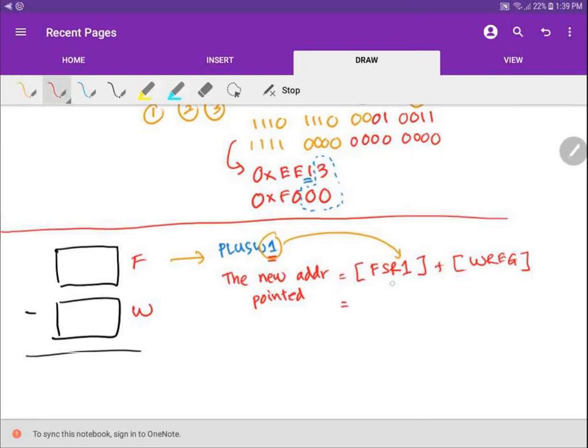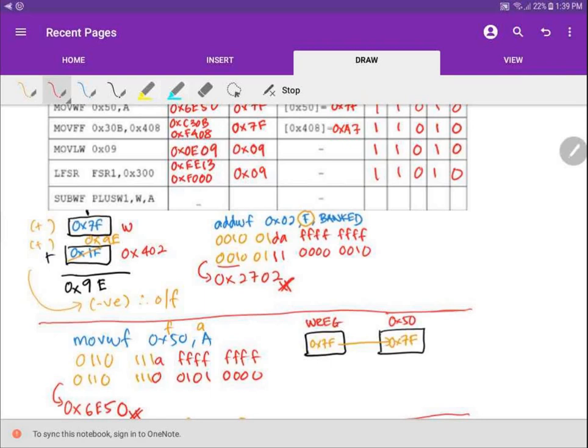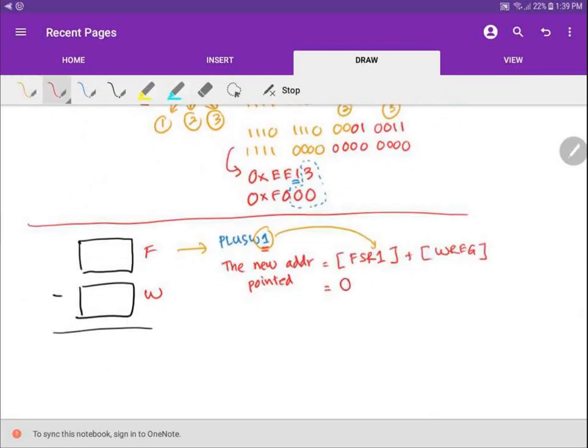What is the content of FSR1? 300, we just did before this, right? Yeah? This one. It's 300. So we write here hex 300 plus what is the content of working register? Hex 09. So what is the new address? 309. So this is equivalent to what? Hex 309. Are you all able to follow?